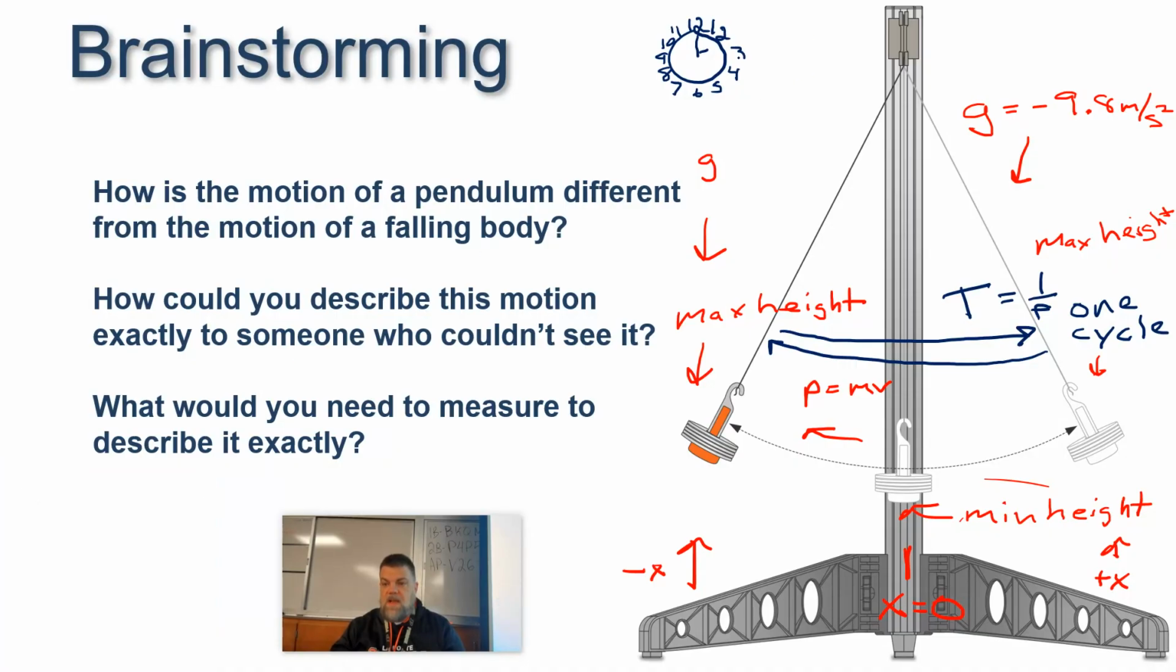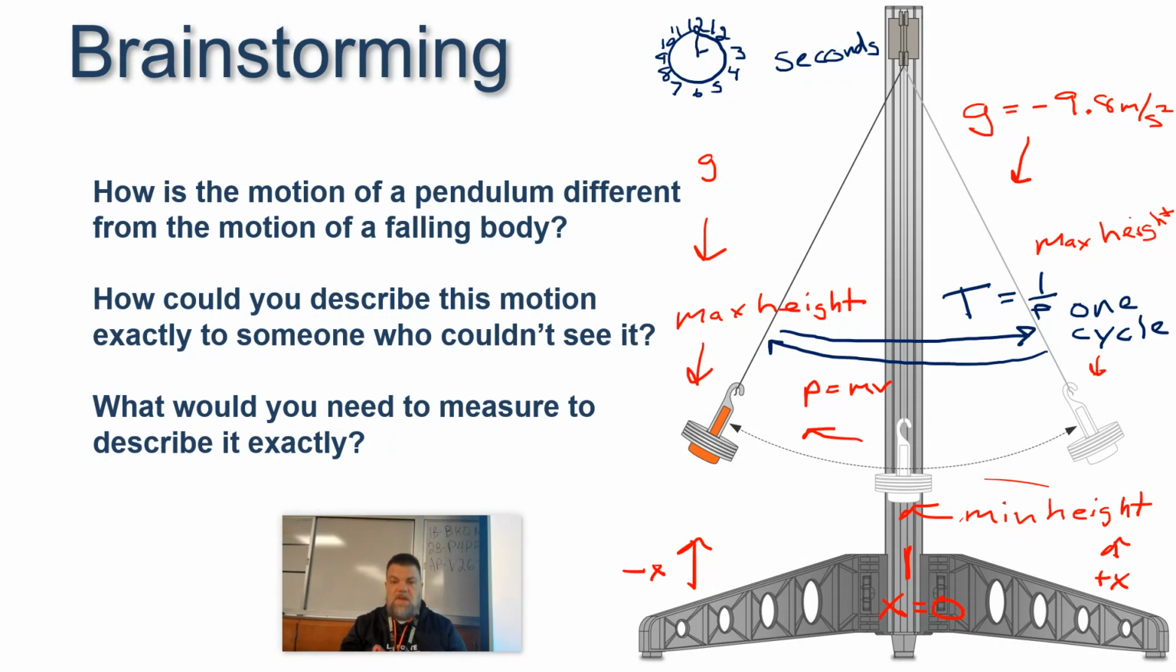So if I put a little stopwatch on there and I check to see what the time is, whatever that time is for one cycle, it's going to be in seconds, because everything we do is in seconds. So what would you need to measure and describe it exactly? Well, you can measure the position over time.